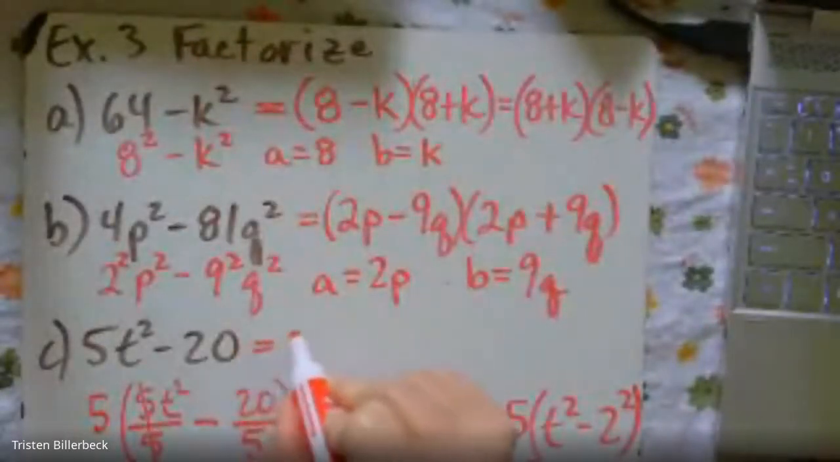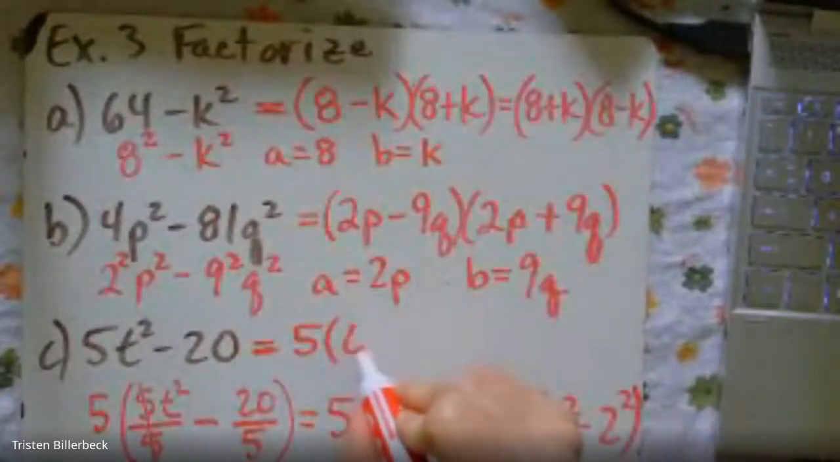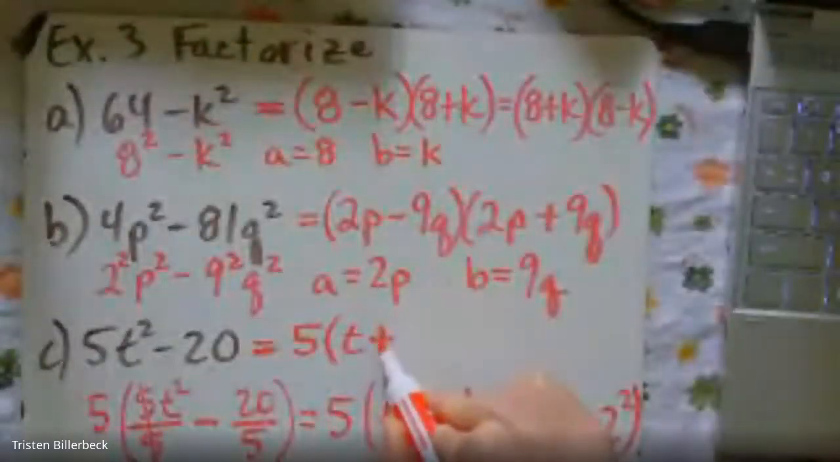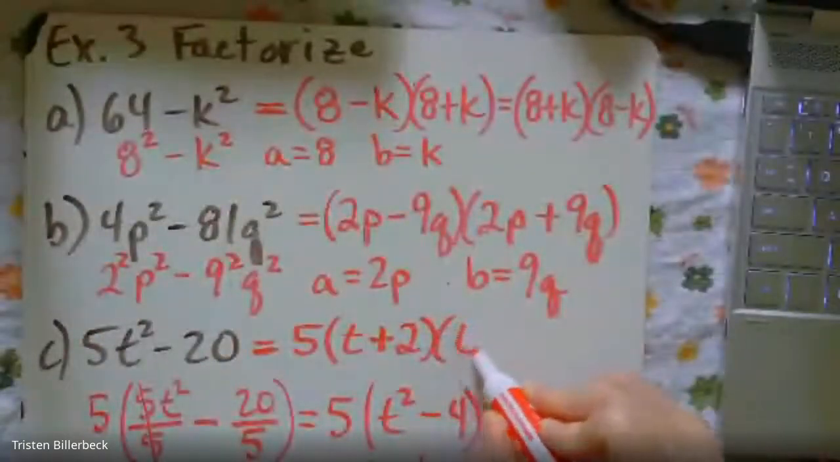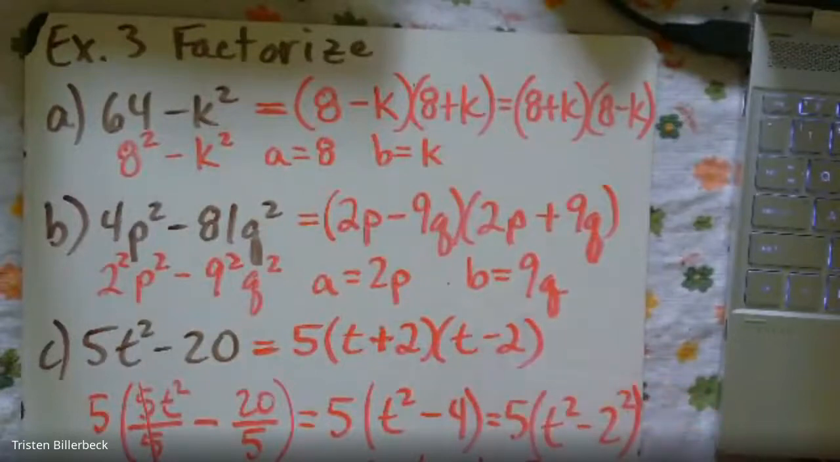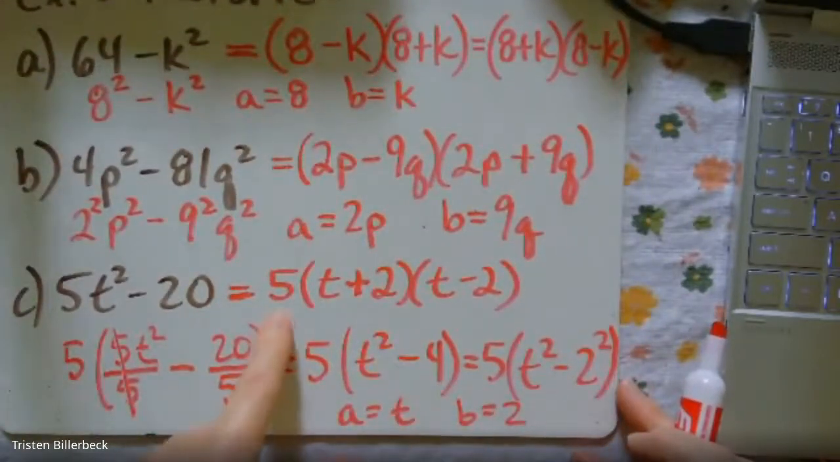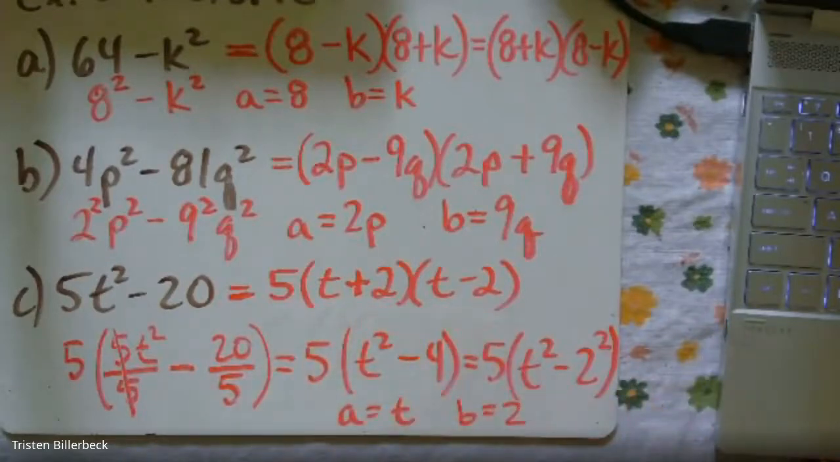So I'm going to say this is going to equal 5 times t. I'm going to switch it up on you guys. I'm going to put a plus first, just so we don't get into any ruts. And then t minus 2. So A is t, B is 2. So 5 times the quantity t plus 2 times the quantity t minus 2. All right, so that's how we do difference of squares.